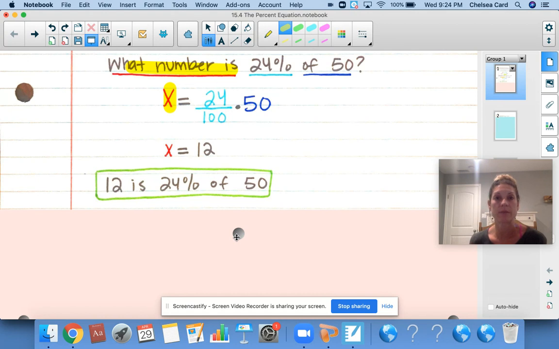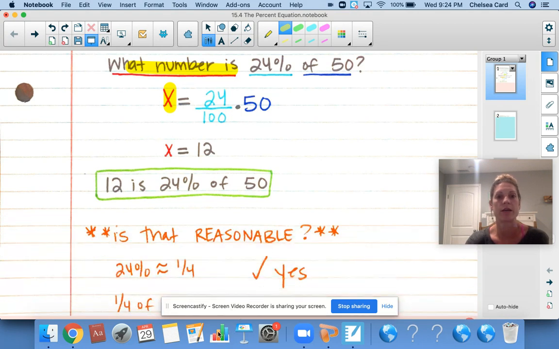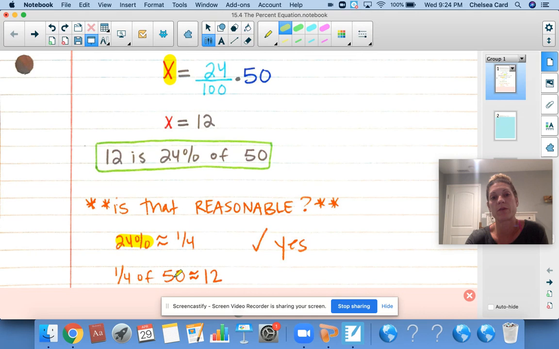Now, a lot of times in math, there's a way that we can check our work. One of the ways that we can check here is we can check by reasonableness, which means our common sense, does it make sense? So for this, we can look, is that reasonable? And one of the ways that we can look is 24% is about 1/4 because 25% is about 1/4 of 100. So it's about 1/4. All right. Now, if you think of 1/4 of 50, well, 1/4 of 48 is exactly 12 because that's divided into fourths. So 1/4 of 50 is going to be about 12, which means that yes, it's reasonable. That answer makes sense.